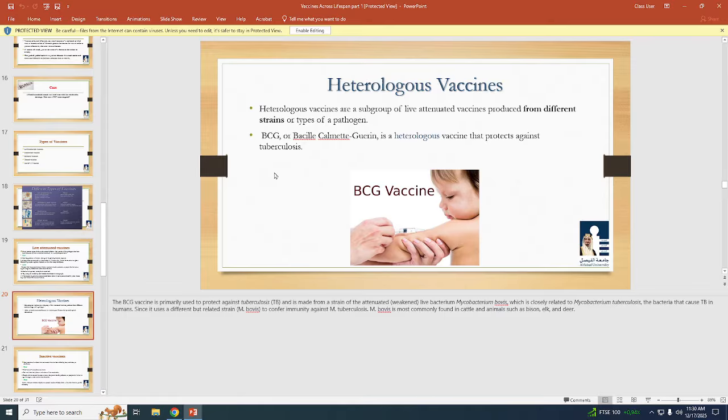Okay, here, heterologous vaccine. What is a heterologous vaccine? What's the meaning of it? It's in the notes. By the way, study the notes. Is the example important here? Yes, the BCG vaccine. It's not an example, it's the BCG vaccine.